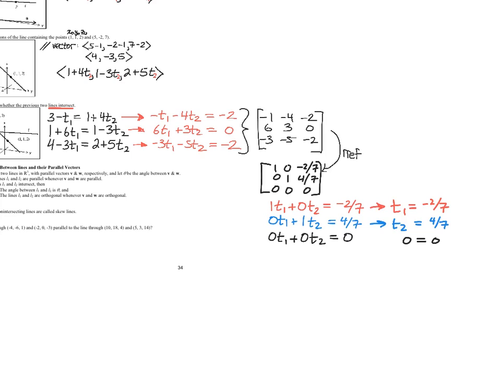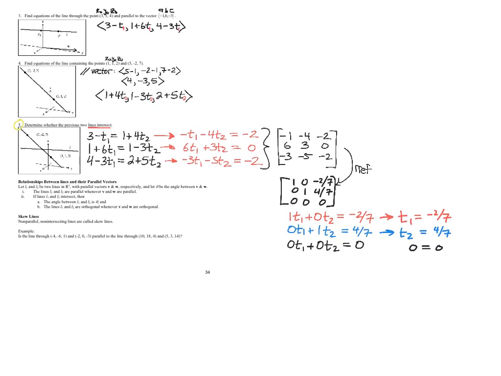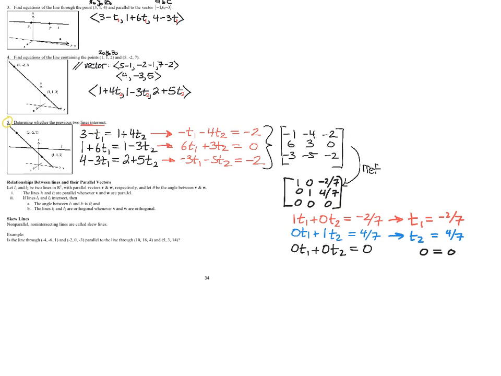I didn't know which pair I wanted to pick, so I just used them all in the RREF, and the calculator made the choice for me. So that's great news. Now, because we got solutions for T1 and T2, we know that there's going to be an intersection. Now, that's all they asked us to do here. But a question could ask you to determine where they intersect. So we might as well figure that out.